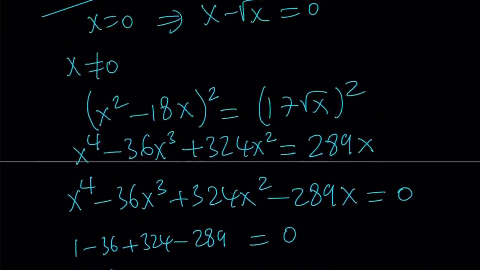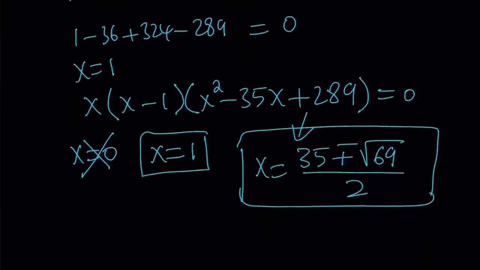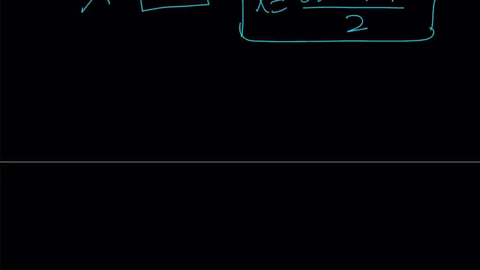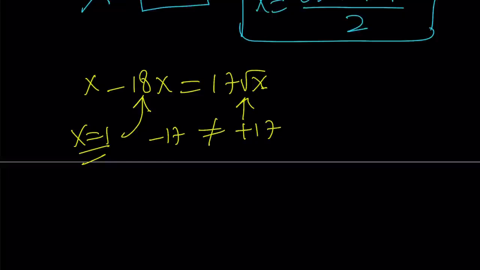Because we had a radical equation, we have to make sure x is positive and that it satisfies the original equation, because we might have introduced extraneous solutions by squaring both sides. Now, let me rewrite my original equation: x squared minus 18x equals 17 square root of x, and we got x equals 1. But if you plug in x equals 1, here you get negative 17, here you get positive 17. Obviously, they're not equal, but they just come up because of squaring both sides. So x equals 1 is not a valid solution. We're going to discard that.